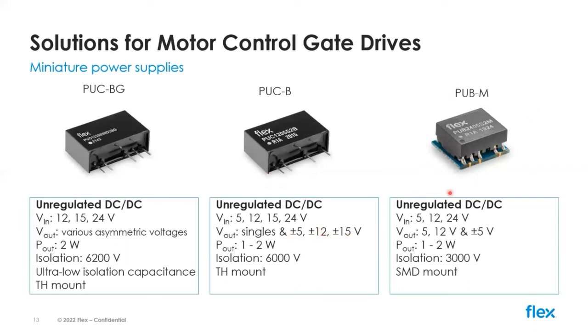And if you prefer the surface mount design, then we have the PUB-M family as well, which offers again up to 2 watts, this time up to 3 kV, and single outputs of 5 and 12, and a dual ±5 volt.